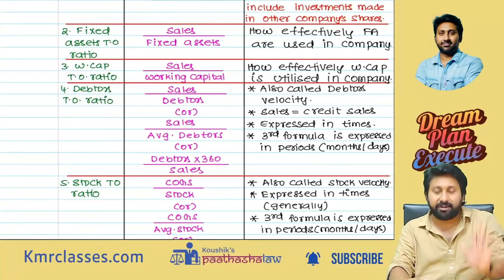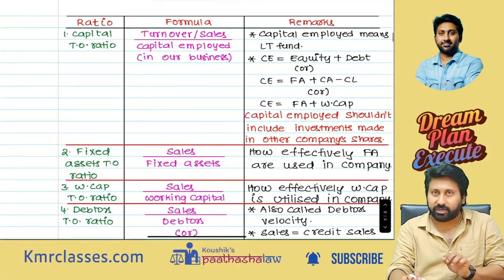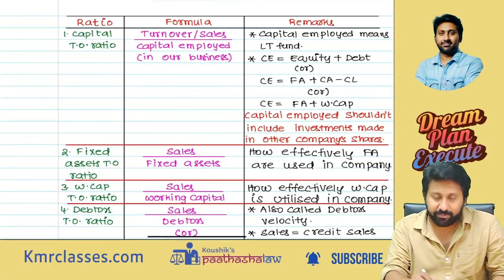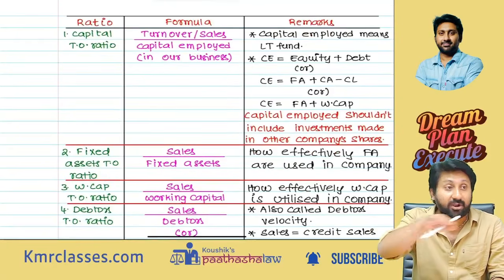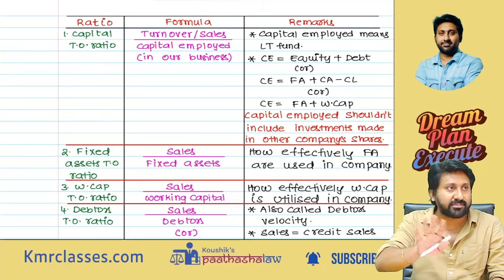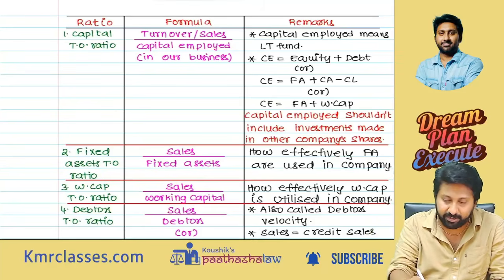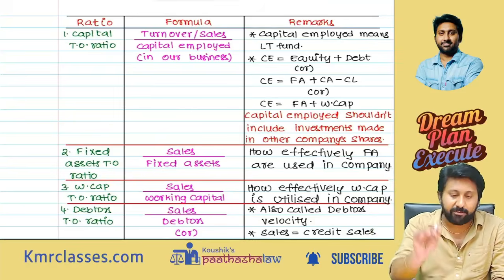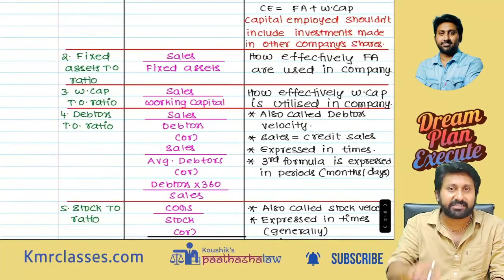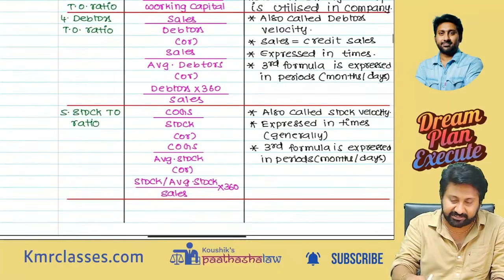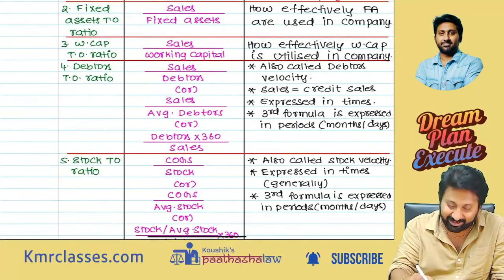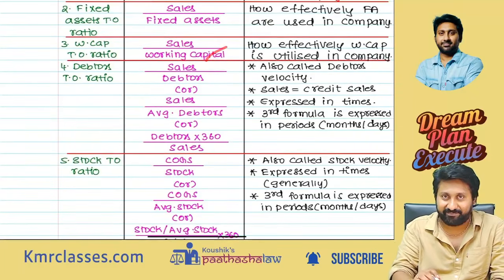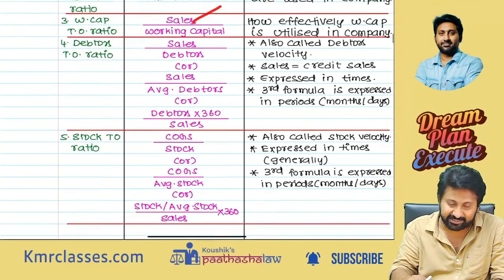This is not a logic time. This is a formula revision time. So I'm not going much into that and wasting your time. I hope everyone is listening. At this time, you should not ask logics. Logics you should have already completed. So capital turnover: turnover by capital employed. Fixed asset turnover: turnover by fixed asset. Working capital turnover: turnover by working capital. Turnover means here sales turnover.